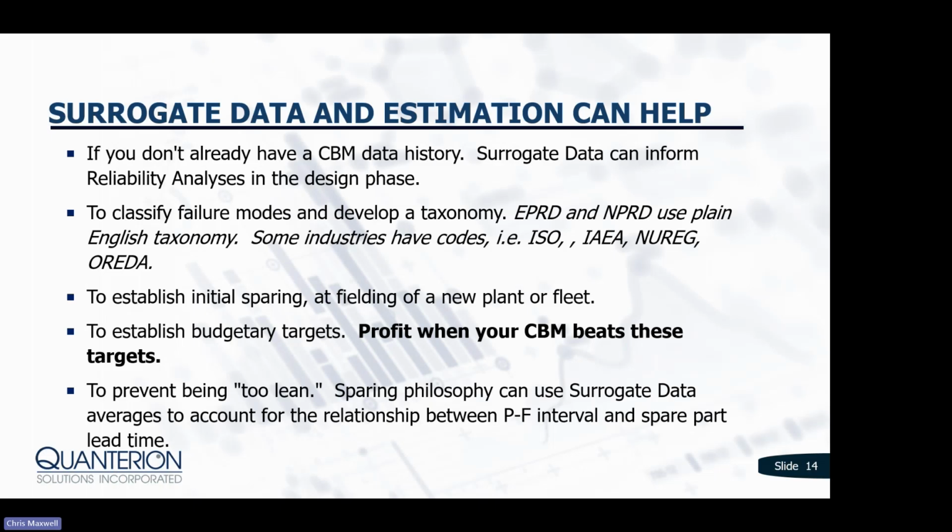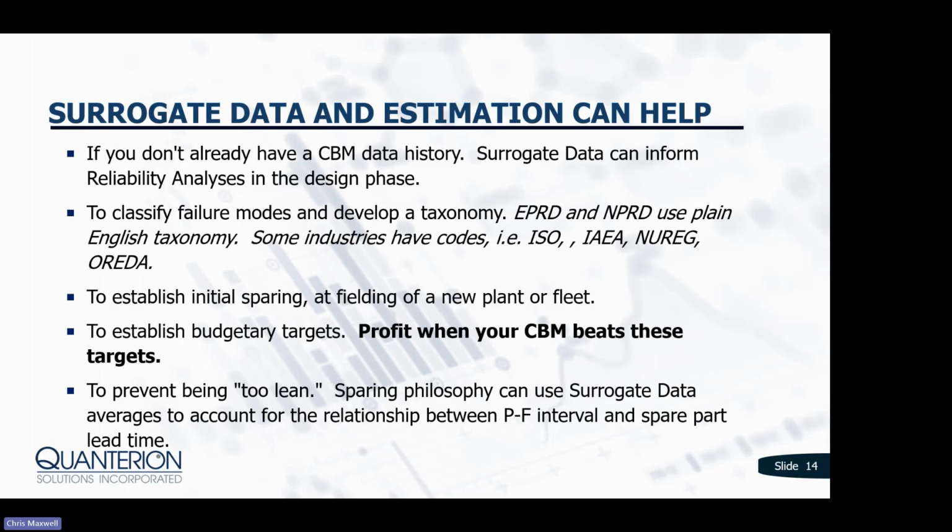Our EPRD and NPRD use plain English taxonomy, which is documented in the failure mode distributions. Certain industries have their own taxonomies. ISO has a standard. IAEA tech docs have charts of failure modes. NUREG and ORITA both have charts for failure modes. Usually it's either a 2 or 3 part code, almost like a phone number, where there will be a 3-letter code for the part type, then a dash or a space, and then a 3-letter code for the failure.